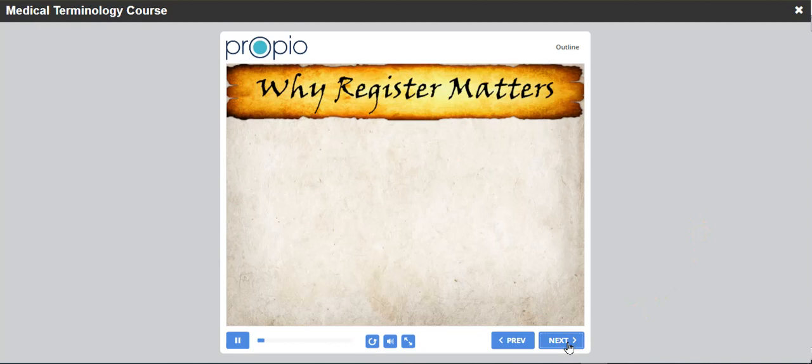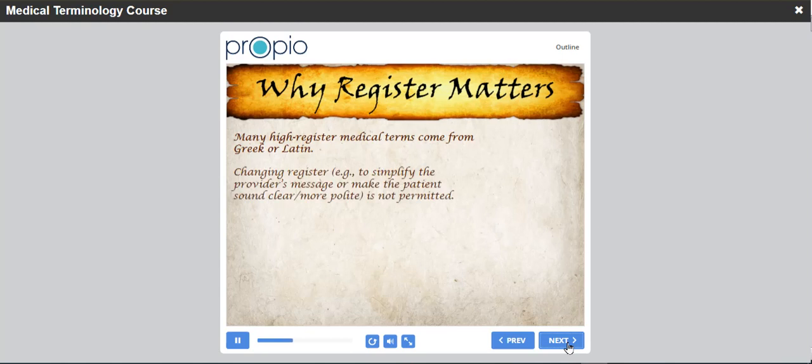Why does register matter, you can ask? Many high register medical terms come from Greek or Latin. Changing register, for example, to simplify the provider's message or make the patient sound clear or more polite, is not permitted.